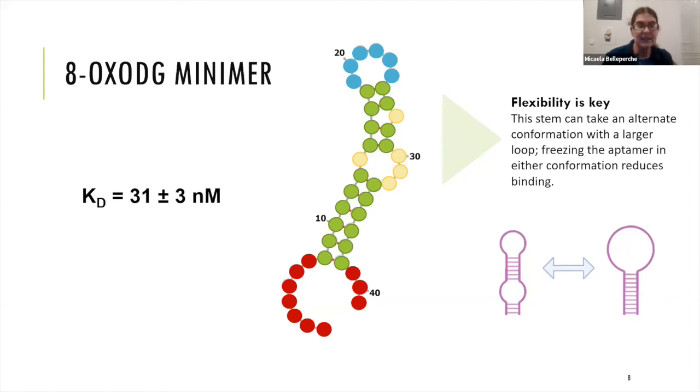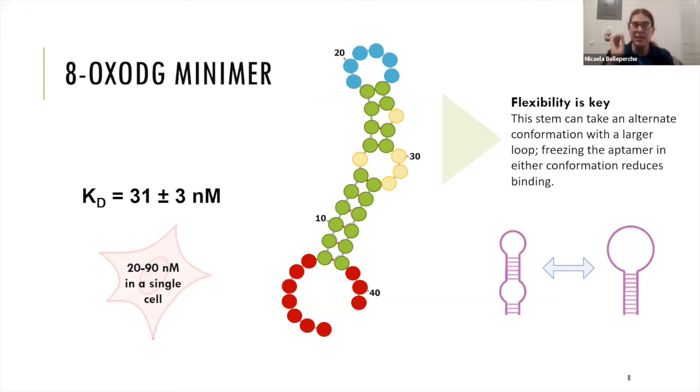And this meant that it became perfect for our purposes because from previous mass spec measurements done, the estimated concentration of oxidized GTP within the cell is 20 to 90 nanomolar, which means that the KD we have of this minimer is perfectly within that range and extremely suitable for our intended purpose.